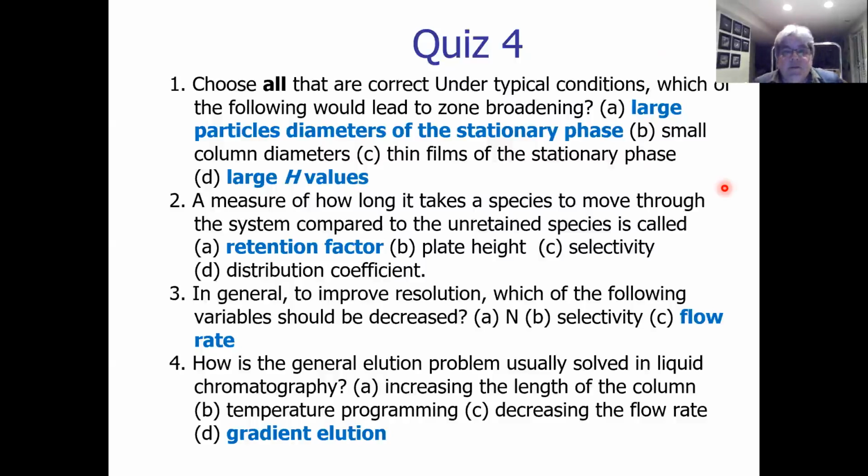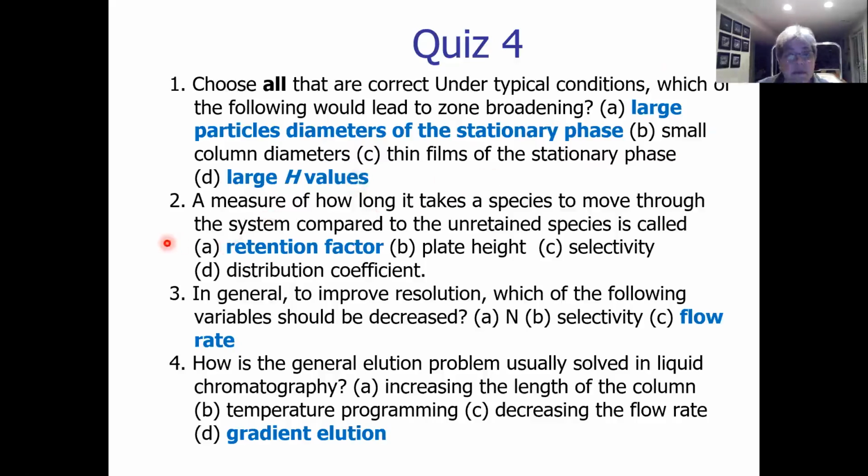So this was choose more than one right answer. Everything that will lead to zone broadening. So remember, large particles. Remember, we want those to be small. Small column diameters, that's good. Thin films, that's good. But large H, that's bad. So these two were the correct answers.